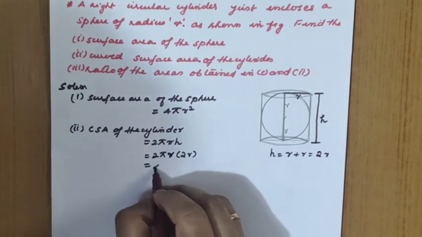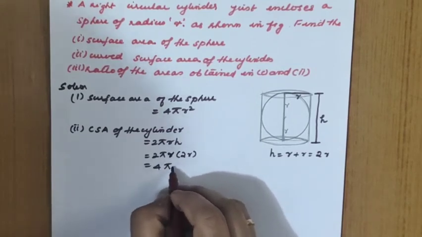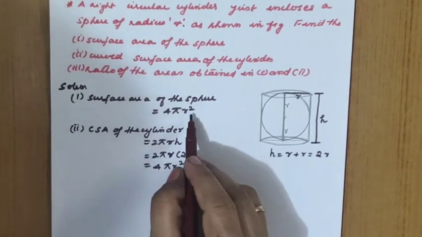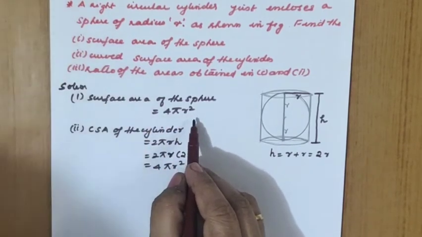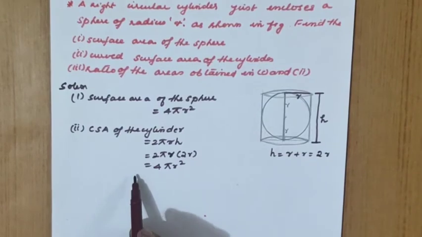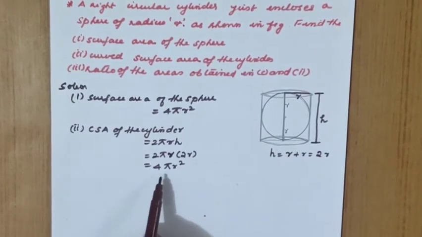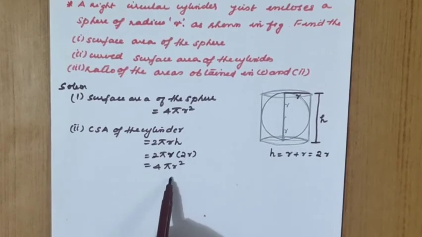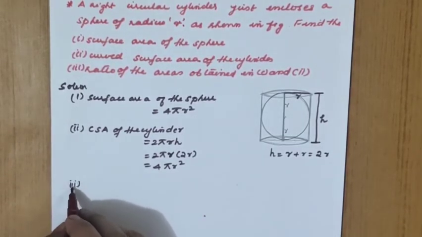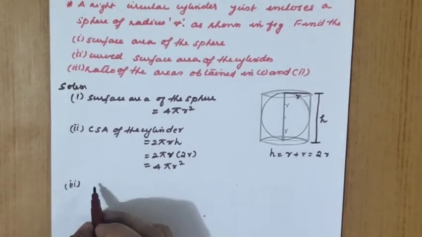So 2 into 2 is 4 pi, and r how many times? 4 pi r square. So in equation 1 we calculated the TSA of the sphere, that is 4 pi r square, and in the second part, the CSA of the cylinder, the formula is 2 pi r h, we substituted and we got 4 pi r square. Now what is the third question? The ratio of these 2 only.